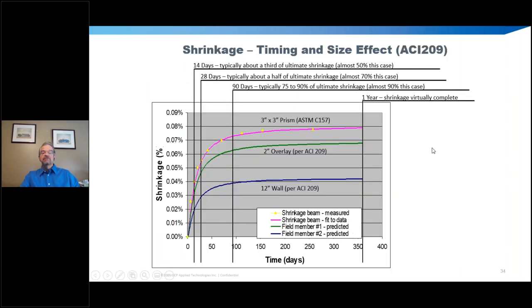Okay, you also have drying shrinkage. And usually what happens is after 14 days, typically you have about a third of the ultimate shrinkage. At 28 days, usually about half. And at 90 days, 70 to 90% or 75 to 90%. And after a year, most of it is usually complete.